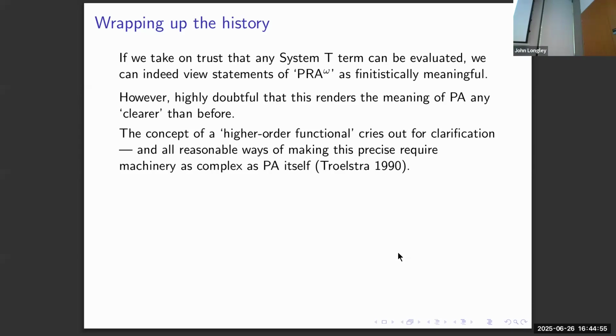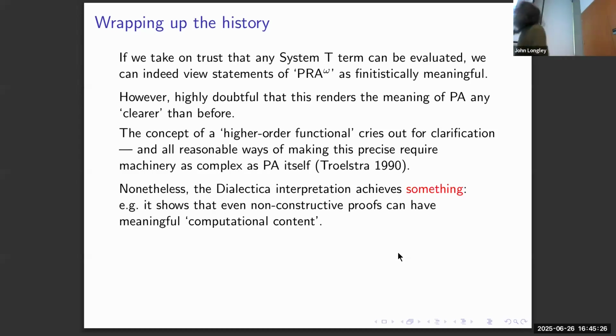So if you're someone who's not happy with the idea of quantification over natural numbers, are you really going to be any happier with this whole world of higher order functions, anything like that? So there's a whole realm of higher order functions that cries out for clarification, and it turns out that all reasonable ways of making precise the class of higher order functions that you might be talking about require machinery that turns out to be just as complex as Peano arithmetic itself. So it was generally agreed that there's no real foundational gain in making anything clearer by doing this.